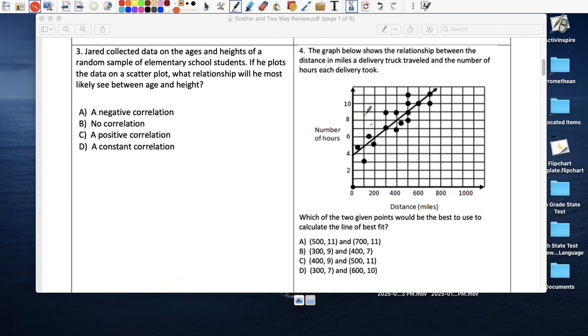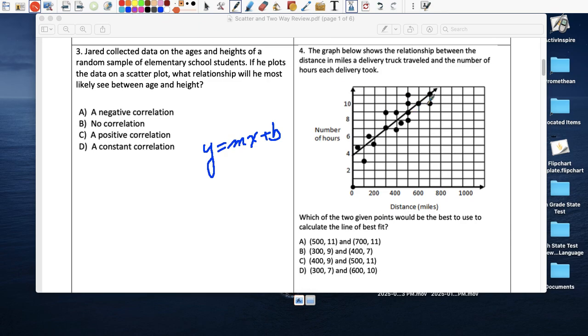Next one. The graph below shows the relationship between the distance in miles the delivery truck traveled and the number of hours each delivery truck took. So the longer he drives, the longer it takes to get there. Imagine you created a scatter plot, you drew a line of best fit, and now you're going to find the slope, and eventually the equation of the line. What is your next step?